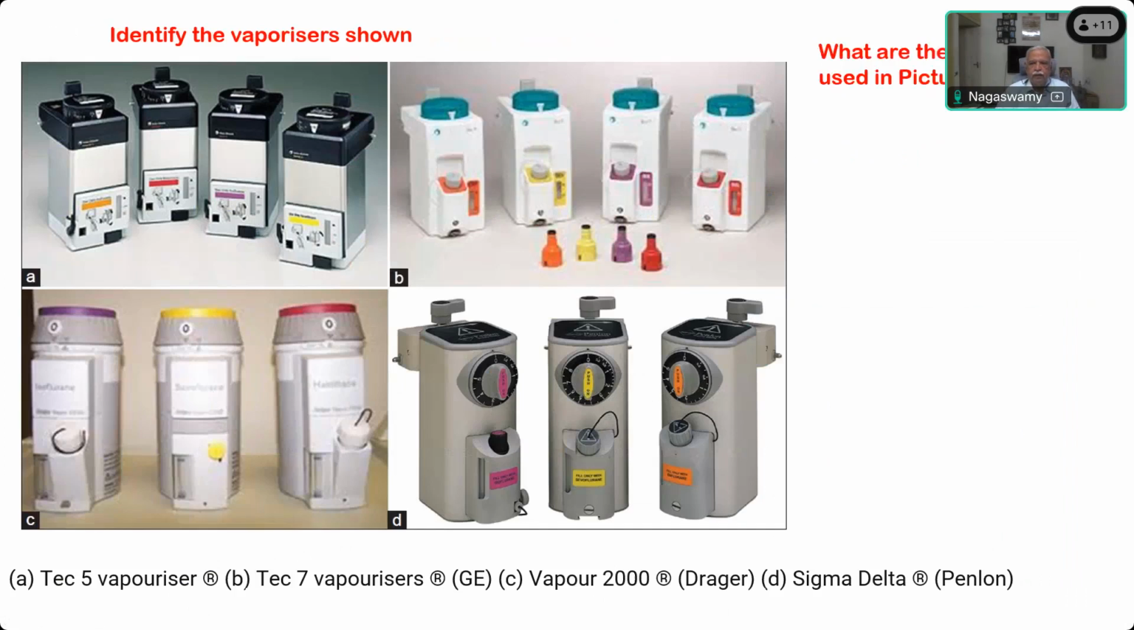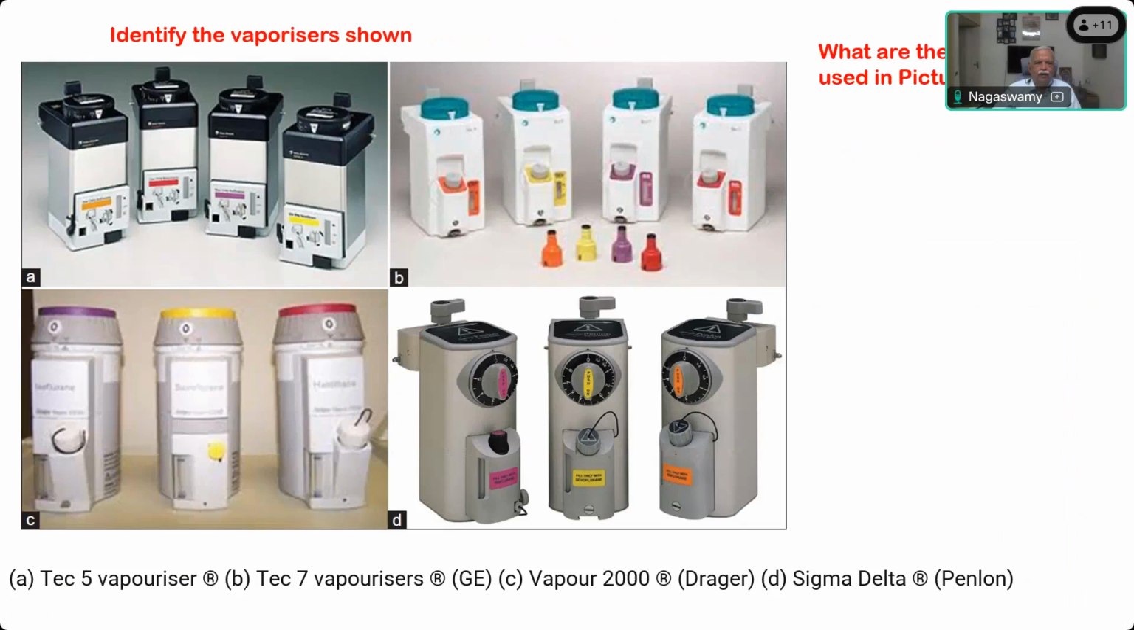Now the question is, what are the agents used in this vaporizer A? This is the Tec 5 vaporizer. You have four vaporizers because they are all agent specific. You have to use a specific agent. What agents are being used in that? Can you identify from left to right? This is halothane? Enflurane. The orange color is enflurane. What is the red color? Red is halothane, sir. Red is halothane. Very good. And purple? Isoflurane. Yellow, sevoflurane.